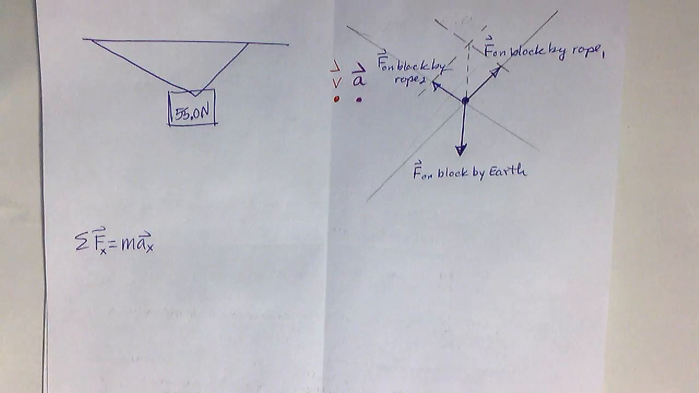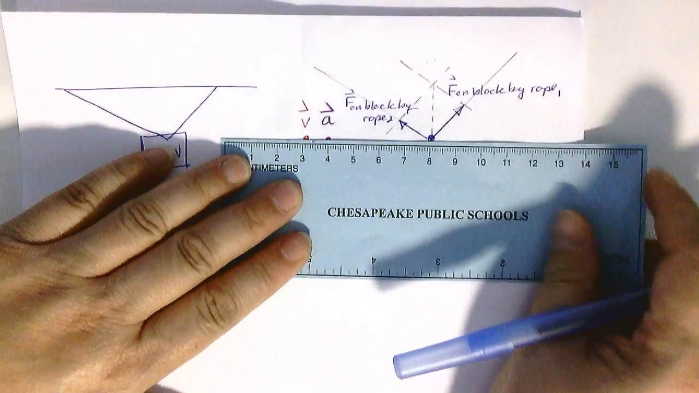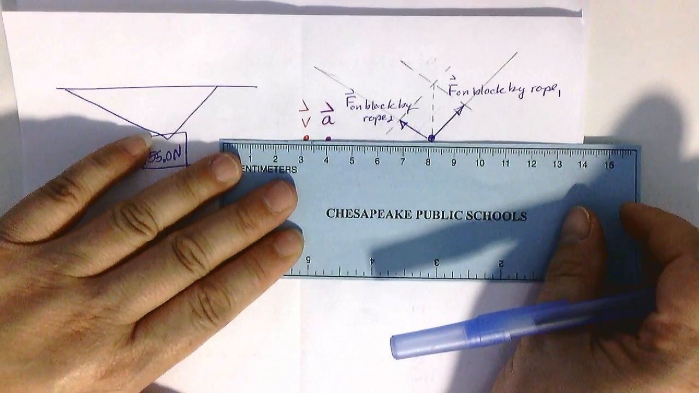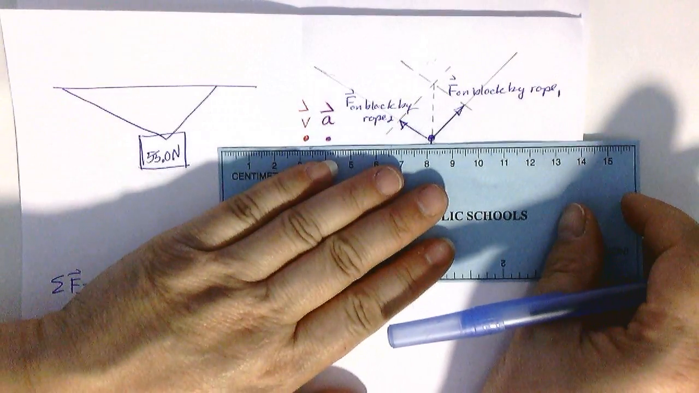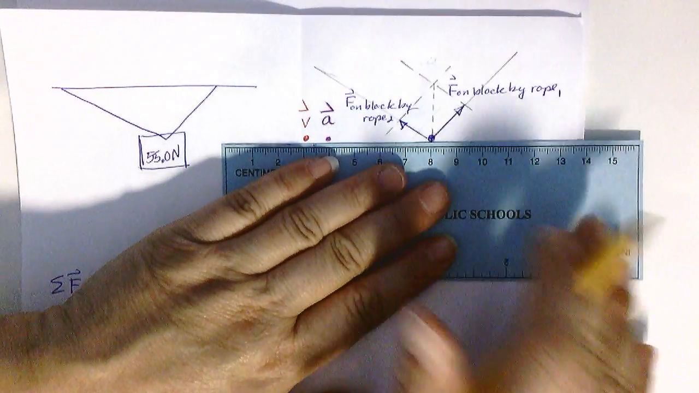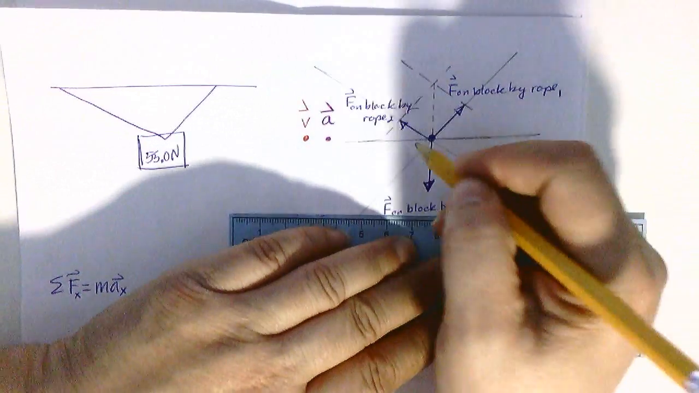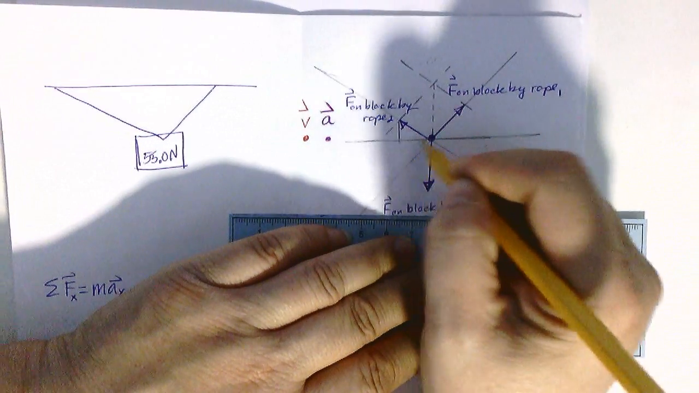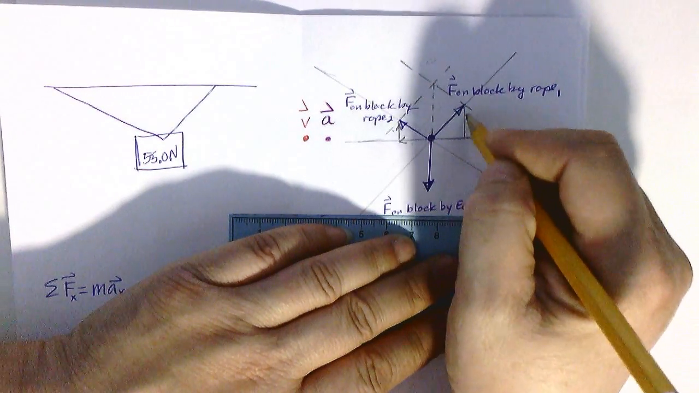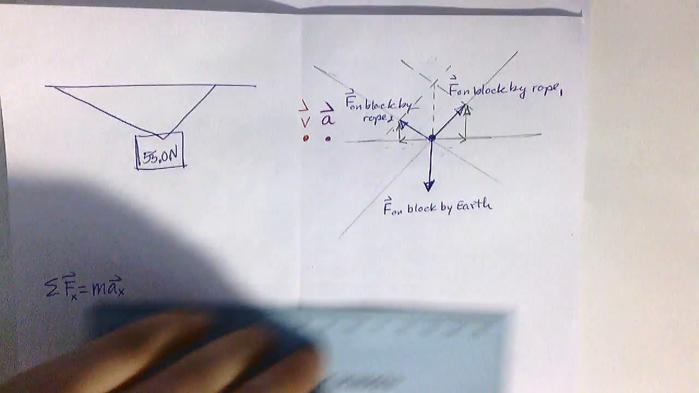Okay, so let's look at our picture. What's acting in an x direction? Nothing. There are no forces acting in the x direction. However, if you look at this picture, I do have components that are acting in the x direction. If I draw the components of this one right here, I have an x and y component. And if I draw the components of this one, I have an x and y component.